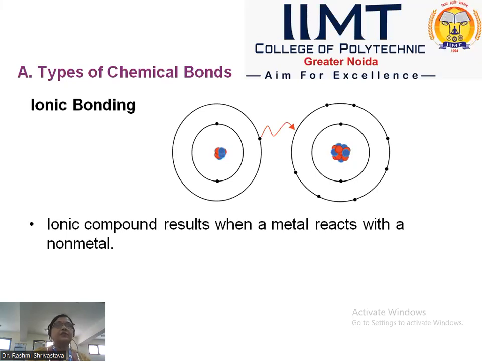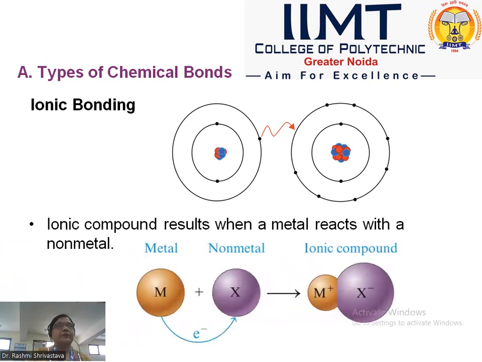Ionic compounds result when a metal reacts with a non-metal. Metal is denoted by M, and non-metal is denoted by X. When they combine with each other, the compound formed is called an ionic compound, and the nature of bonding is called ionic bonding, and the force of attraction is electrostatic in nature.